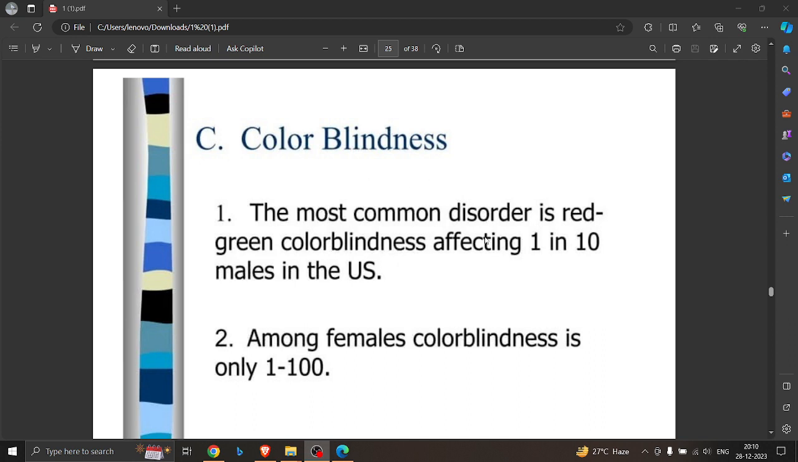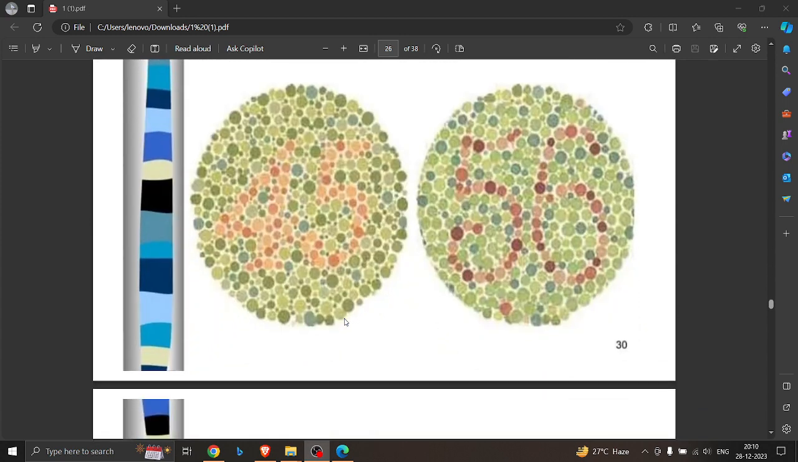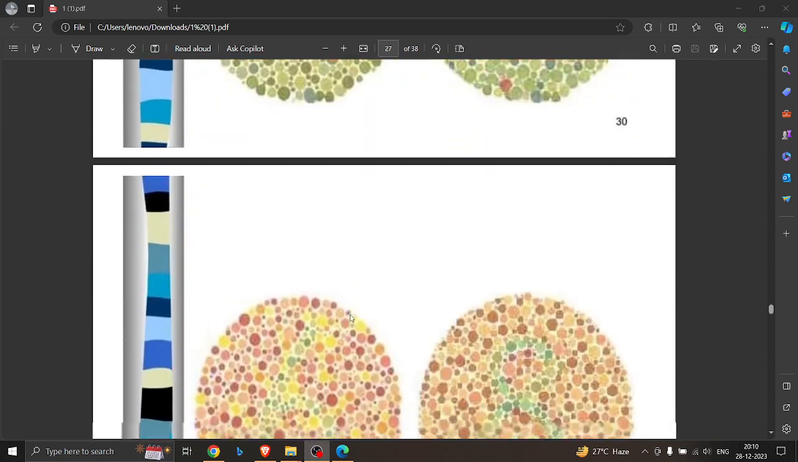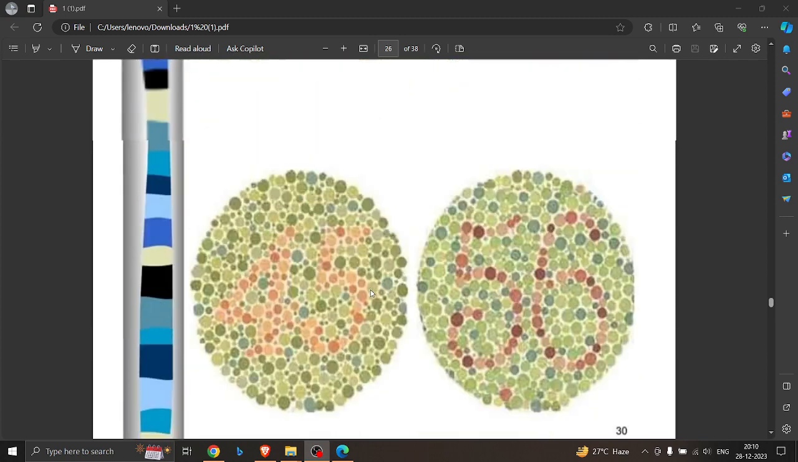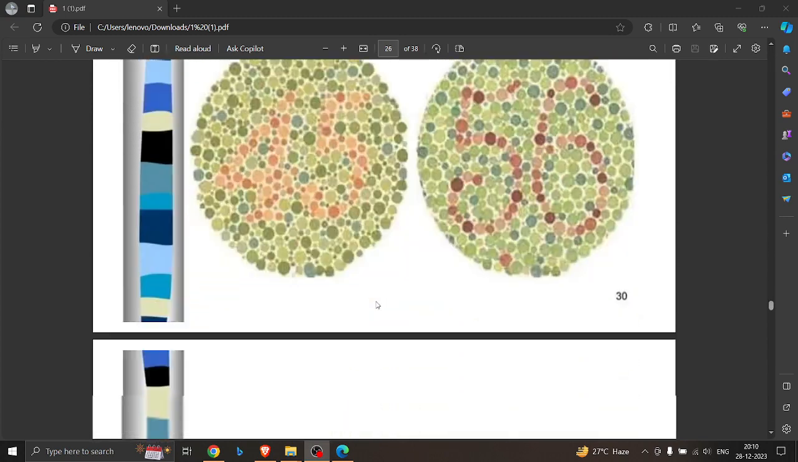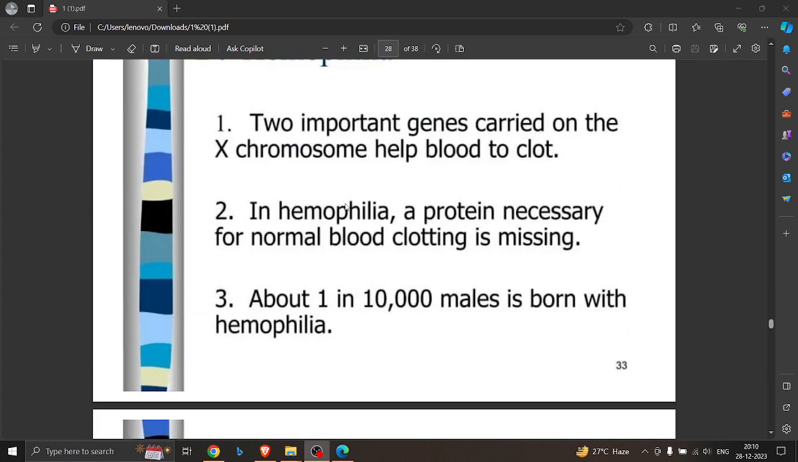One is color blindness. The most common disorder is red-green color blindness, affecting 1 in 10 males in the US. Among females, color blindness is only 1 in 100. These are the images which illustrate color blindness. Hemophilia is also one kind of disorder. Two important genes carried on the X chromosome help blood to clot. In hemophilia, a protein necessary for normal blood clotting is missing. About 1 in 10,000 males is born with hemophilia.